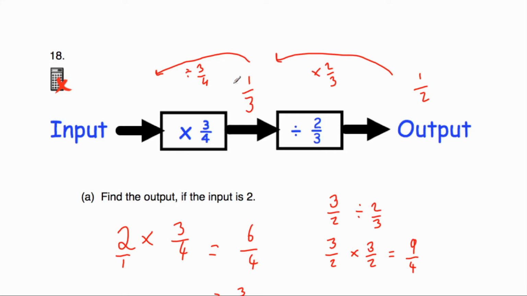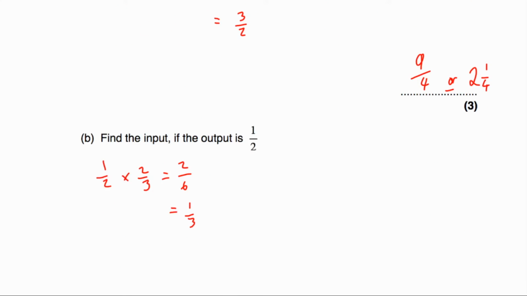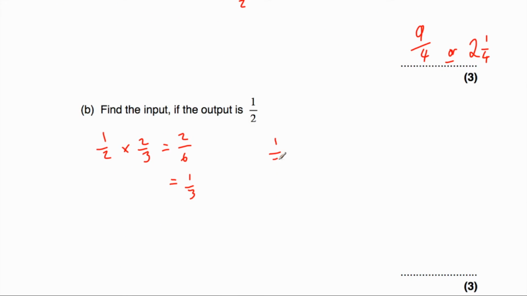Now to find our input, we need to divide by 3/4, doing the inverse operation. So let's take our third and divide by 3/4. Now to divide by 3/4, we'll actually multiply by the reciprocal, which is 4/3. And we'll do 1 times 4 is equal to 4, and 3 times 3 is equal to 9. So the answer is 4/9. And that's it. So if the output is a half, the input would have been 4/9.